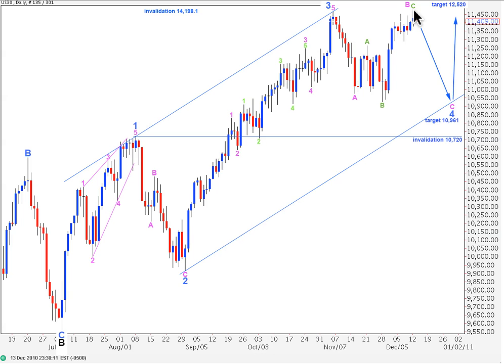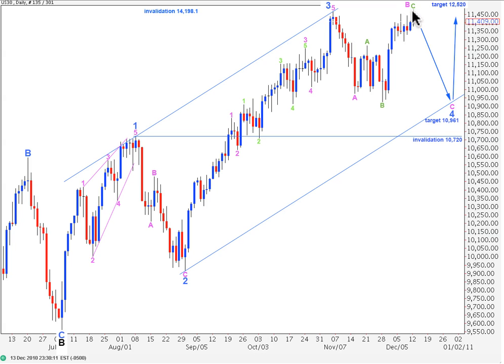If wave B pink was actually over here, then it's only a 102% correction of wave A pink, so that this wave 4 at blue or minor degree is therefore just a regular flat correction, and we may expect wave C pink to simply reach a little bit further beyond the end of A, possibly just down to the end of B green down here at 10,927 points.